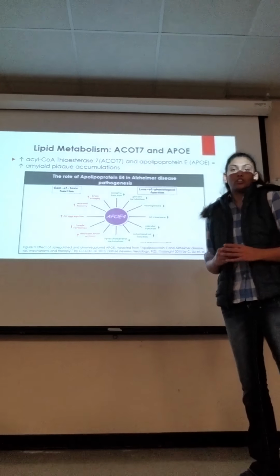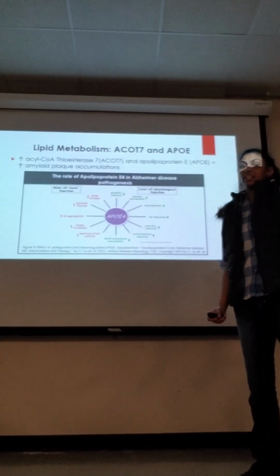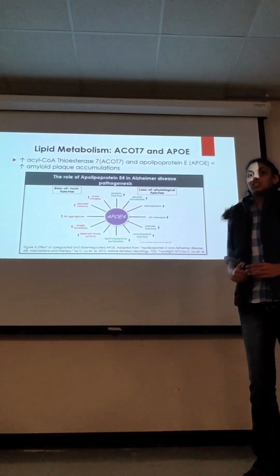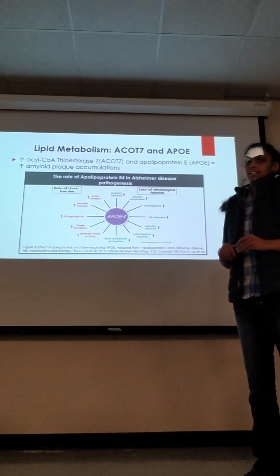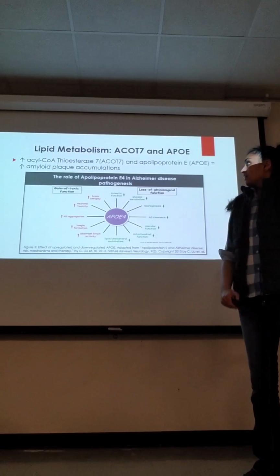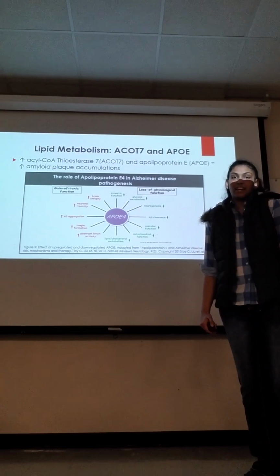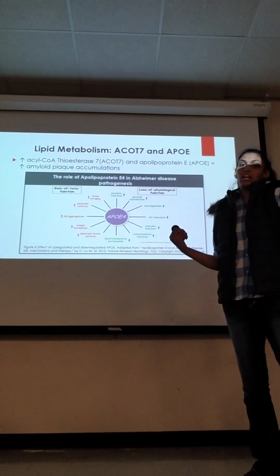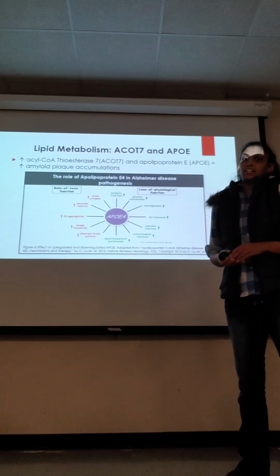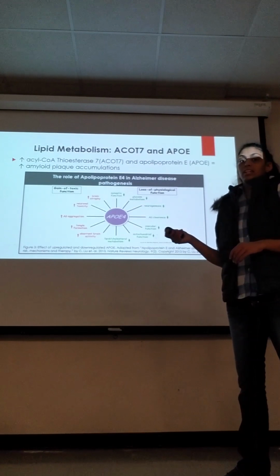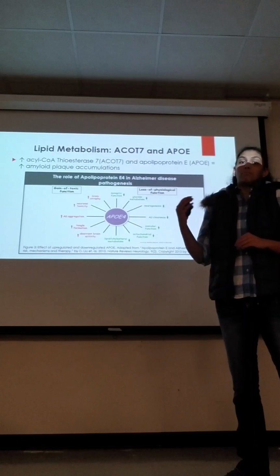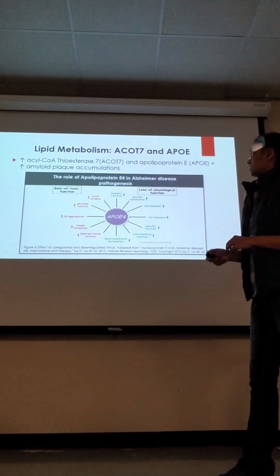In addition to glucose metabolism being dysregulated in Alzheimer's disease patients, lipid metabolism is also dysregulated. Two enzymes or proteins that play a key role in lipid metabolism are ACOT7 and APO. ACOT7 hydrolyzes free fatty acids. In mice with ACOT7 mutations or knockouts, free fatty acid levels accumulate, leading to neurodegeneration. APO is a protein that associates with cholesterol and promotes amyloid plaque accumulation.